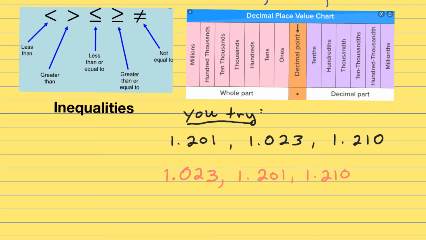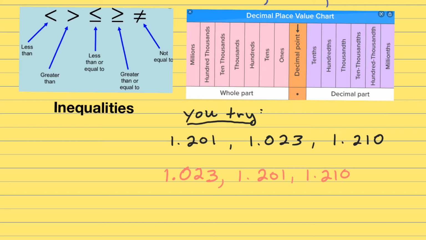All right, so did you get the same that I did? How did I figure out this is the least? Well, I looked at the ones. They all had a 1. So then I went to the tenths. 2 of them had a 2 in the tenths. This one had a 0. So that was the smallest. Then I had to go to the next decimal place value over. This has a 0. This has a 1. So this is my next smallest. And this was my largest.